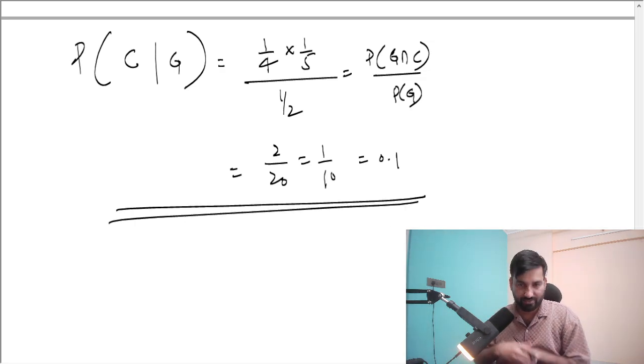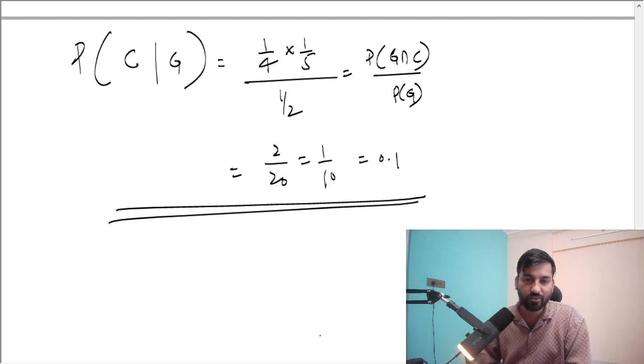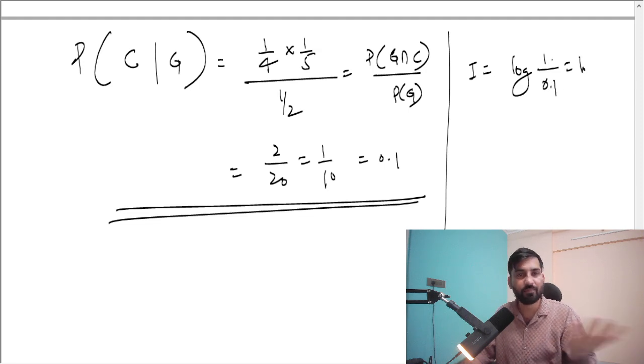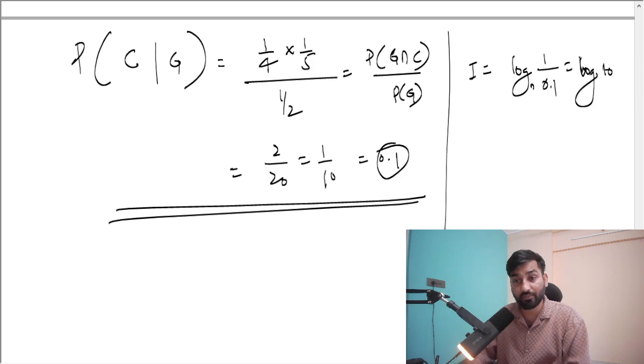But if you are from electronics and communication students, what you have to compute here is amount of information. So amount of information, that is I, is going to be log 1 by 0.1, because P is 0.1, okay? So this is going to be log 10. Make sure that the base should be 2. So you have to take this log 10 base 2. What is log 10 base 2?